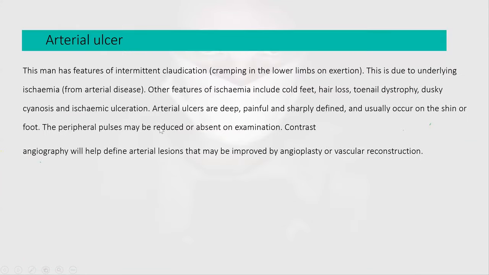So, excellent. So we have here intermittent claudication. We have also cramping because of this. So there is ischemia, and with this ischemia, cold feet, hair loss, toenail dystrophy, cyanosis, ischemic ulcerations. So it is sharply defined, punched out on the pressure areas. Contrast angiography can help define the arterial lesion.